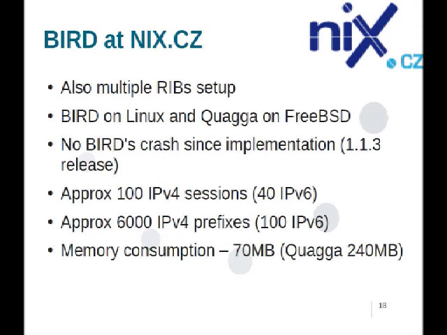The second implementation was at NIC CZ. Surprisingly, the setup is the same. We run BIRD on Linux and Quagga, still Quagga, on FreeBSD. Our experience, NIC CZ's experience, is that BIRD has not crashed since the release. We have approximately 6,000 IPv4 prefixes, and the memory consumption is quite low, much lower than Quagga.